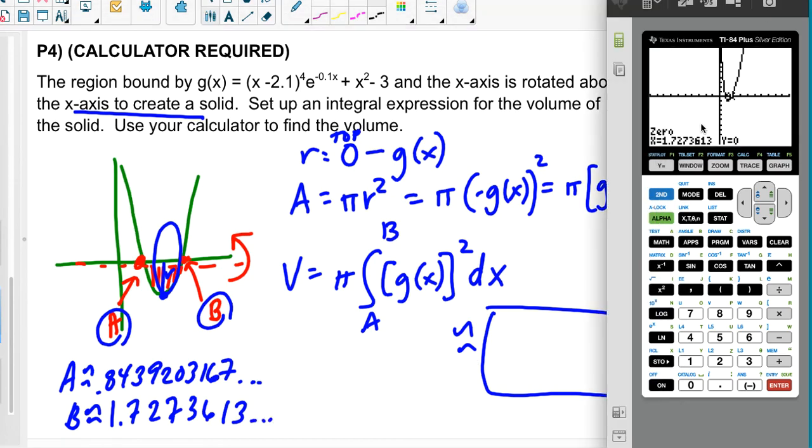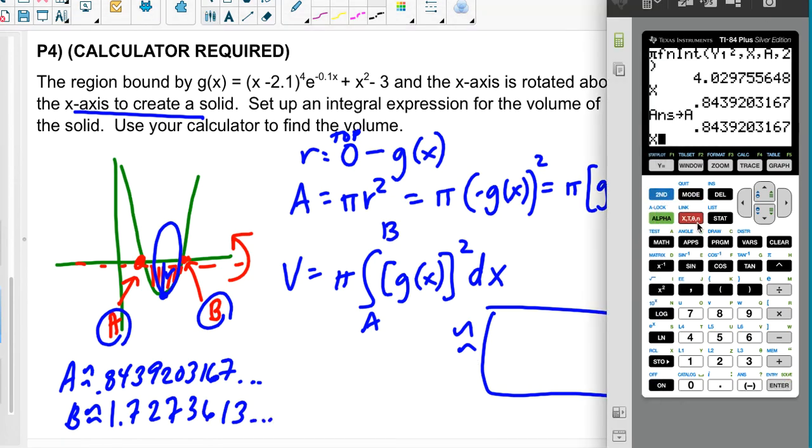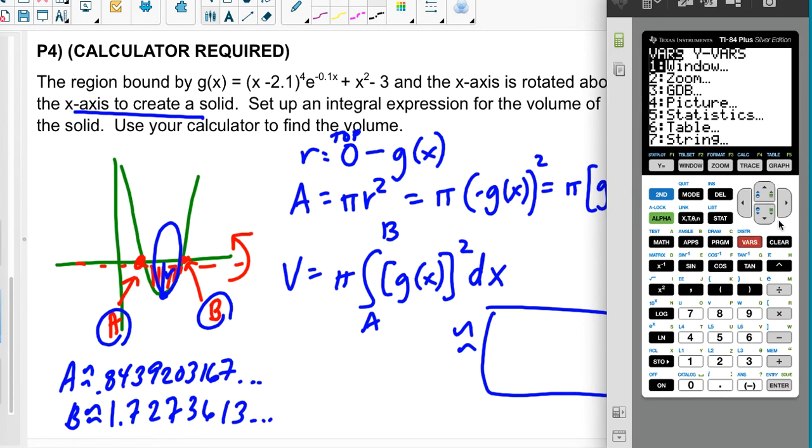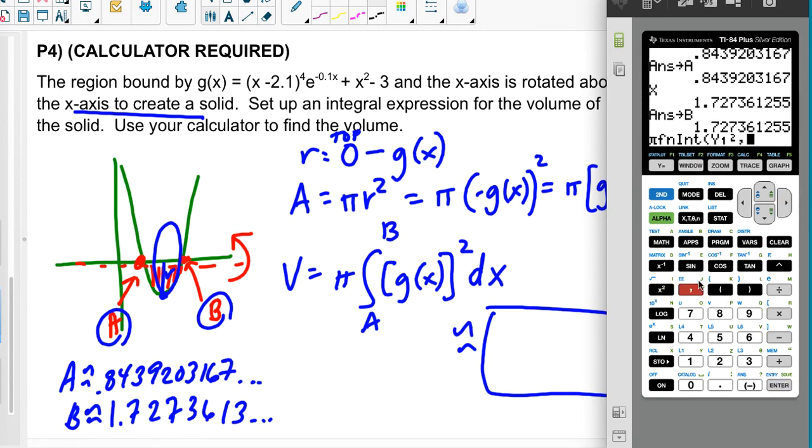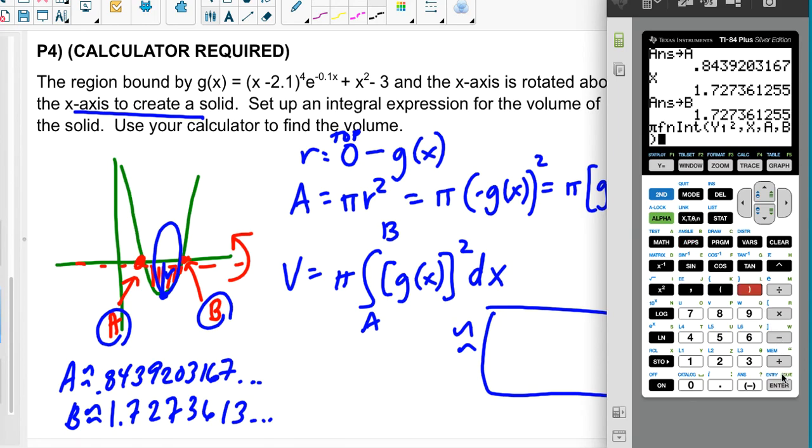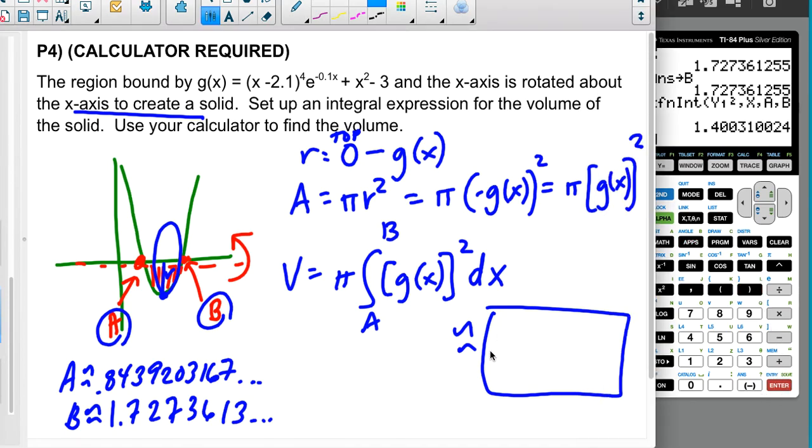But then I have to quit out and store that, right? So quit out, hit x, and then store as alpha b, right? And then I need to integrate, so I'm going to go ahead and do pi math 9, right? And I want to integrate the thing I called y1, so vars over to y vars y1, quantity squared, comma, with respect to x from alpha a to alpha b. And I hit enter. And I get that this is a 1.400, right?